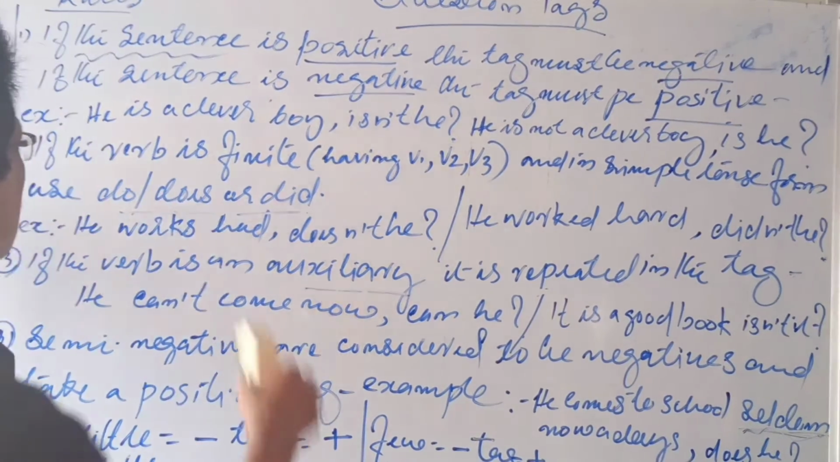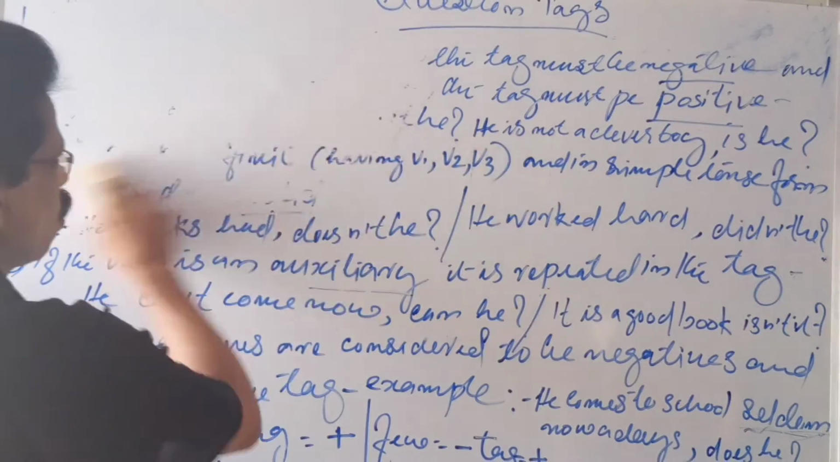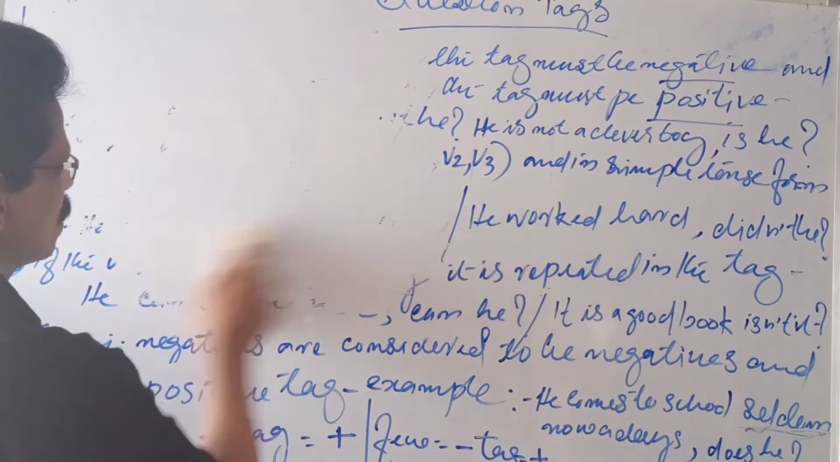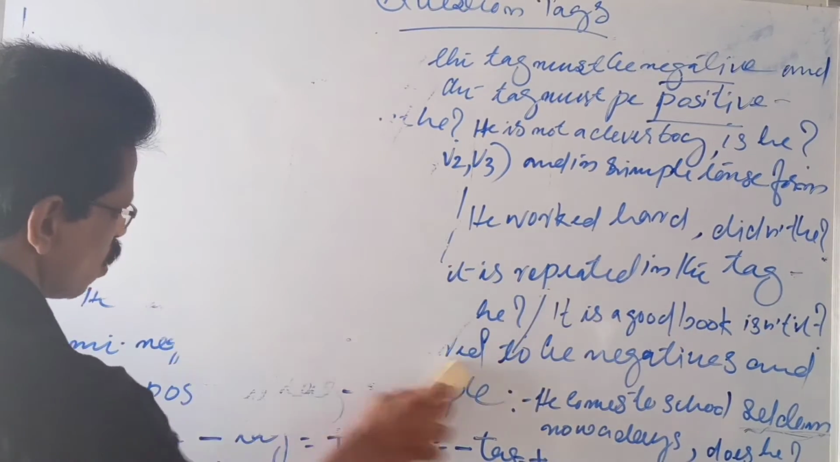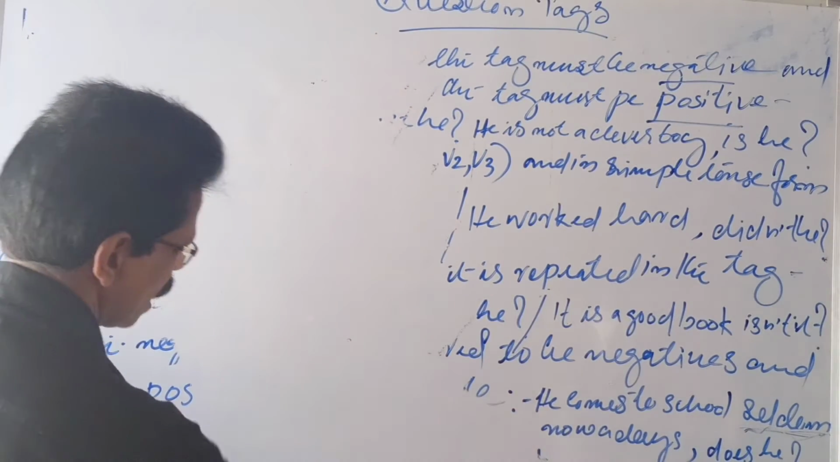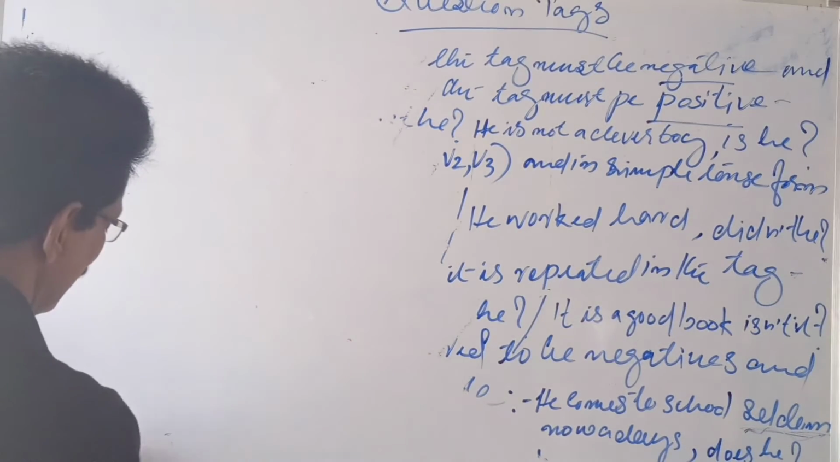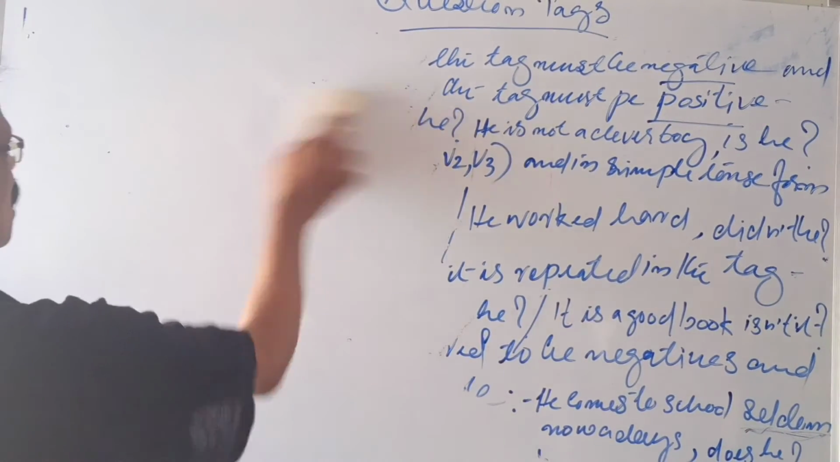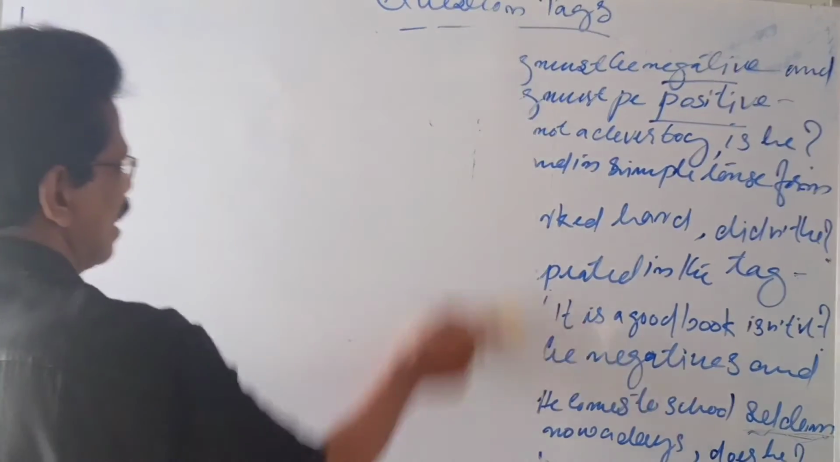Number 1, if the sentence is positive, the tag must be negative. Number 2, the verb is finite and in simple tense form, use do, does or did. Number 3, if the verb is an auxiliary, it is repeated in the tag. Number 4, semi-negatives are considered to be negatives and take a positive tag.